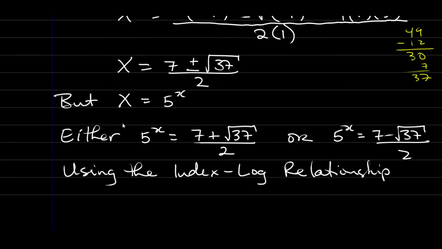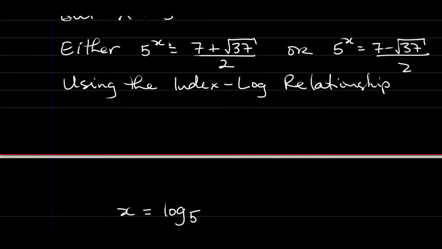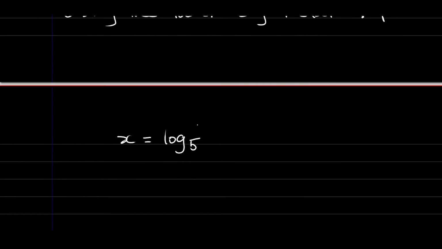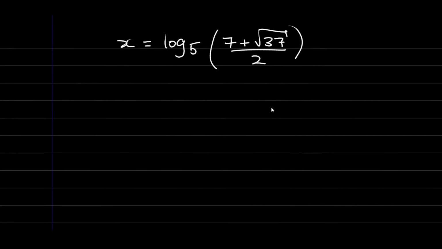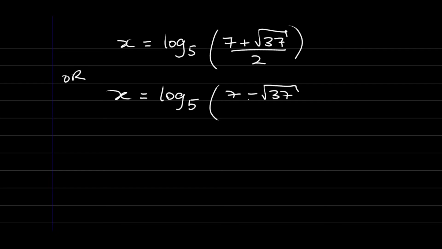We can see right away that x is going to be equal to log to the base 5, because x is up here, so x goes on the other side of the equal sign, log base 5 of 7 plus root of 37 over 2, and then close off the bracket. Or x would be equal to log to the base 5 of 7 minus root of 37 all over 2.